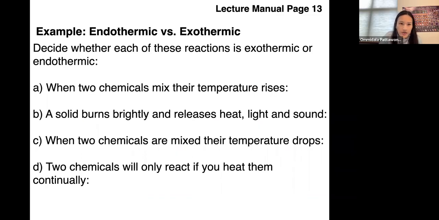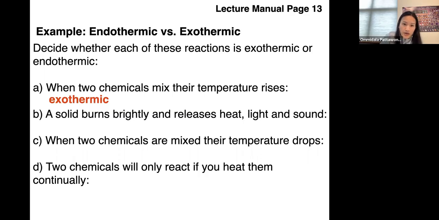All right, let's check your answer together. So we are going to determine whether the following processes are exothermic or endothermic. Let's take a look at the first one. When two chemicals mix, their temperature rises. Oh, so that means the temperature rises, so it's going to be exothermic, right? Because a temperature increase means it's releasing heat.